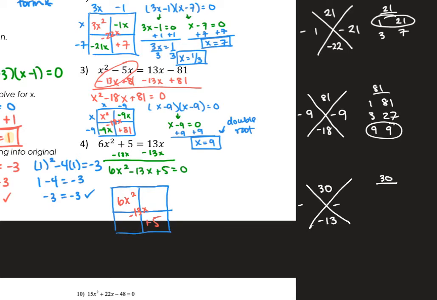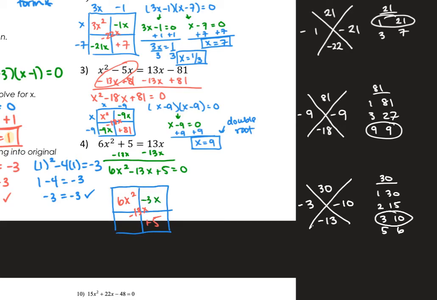And now we're going to list out our factors of 30. 1 and 30, 2 and 15, 3 and 10, and 5 and 6 are my factors. So we're looking for the pair that gives us 13, and that's going to be 3 and 10. So negative 3 times negative 10 is positive 30. Negative 3 plus negative 10 is negative 13. So now we have our numbers inside the box.